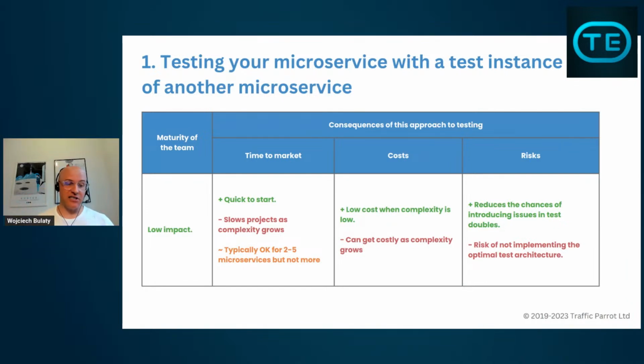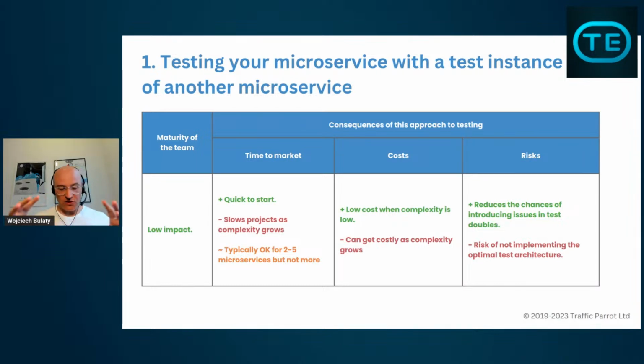And the benefit you get here with testing against real dependencies, not test doubles, which we'll discuss soon, is that this technique reduces the chances of introducing issues in your test doubles. And from my experience, this is probably one of the more popular techniques to start with when companies start fresh with microservices. But you have to keep in mind that, and that's from my experience as well with working with different clients across different industries, this can very much slow projects down as the complexity grows and you add on microservices or complexities to your services.